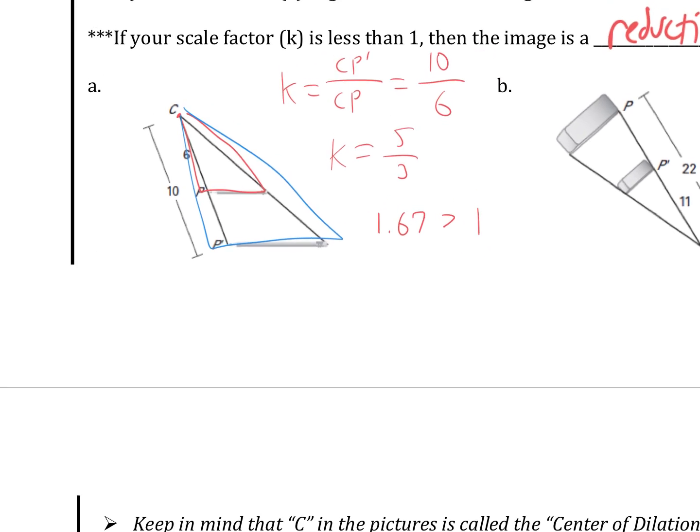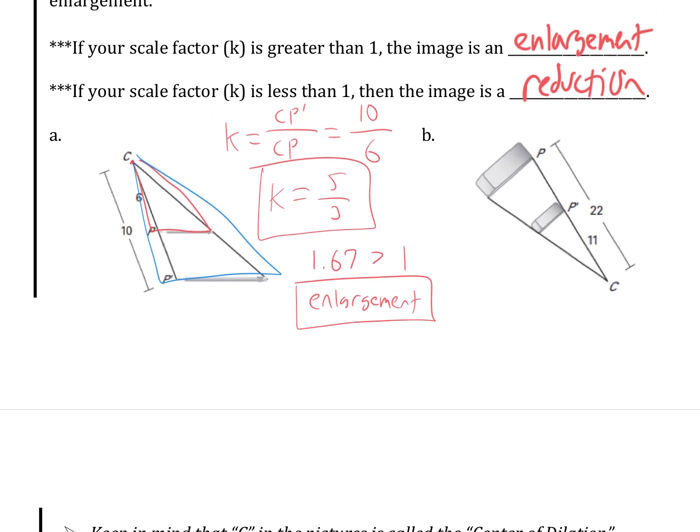So is this going to be an enlargement or a reduction? It's going to be an enlargement, okay, because K is greater than 1. All right, so basically divide where it ends up over where it started, and then figure out if K is bigger than 1 or less than 1. Why don't you guys try the second one here? Hopefully I explained that well, but if I didn't, we'll do another example.